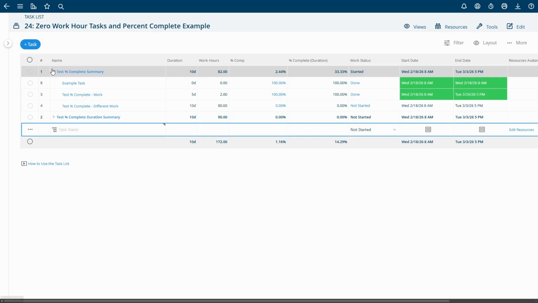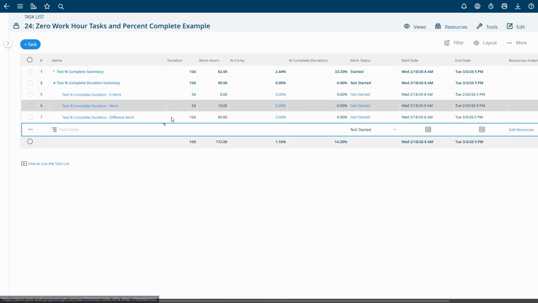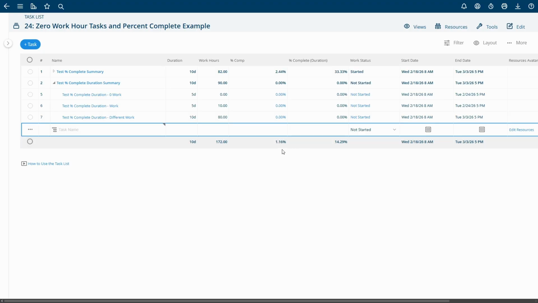Now let's talk about percent complete duration. The percent complete duration column uses a completely different calculation than the percent complete column. This calculation is the task percent complete times the duration percentage, and then in order to get it rolled up, it divides it by the sum of all the duration days.